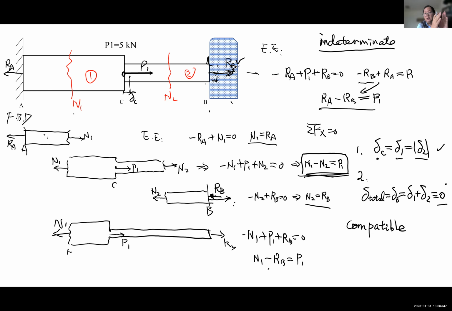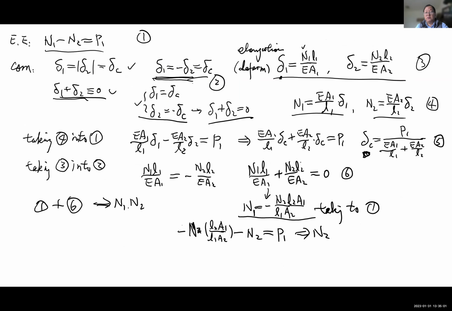One gets stretched and another gets compressed, and they have to be the same amount, the same magnitude, right? And that gives us the compatibility relation. So we write the compatibility equation, then combine it with how each one elongates. That elongation equation links the deformation to the force, so we get everything linked together.